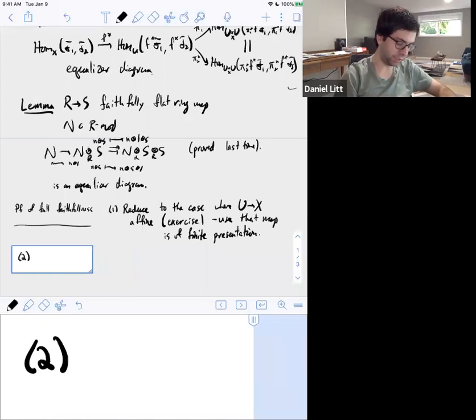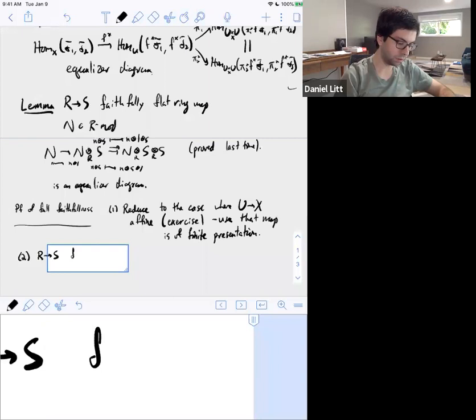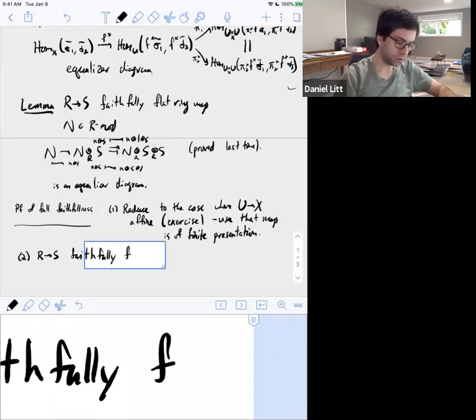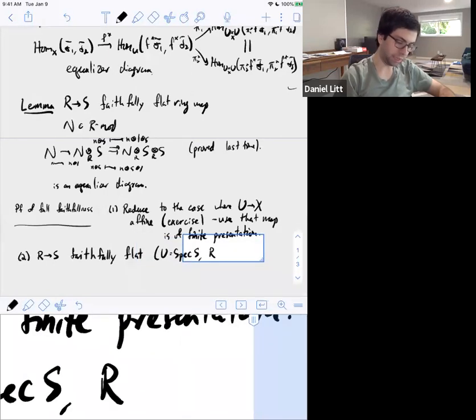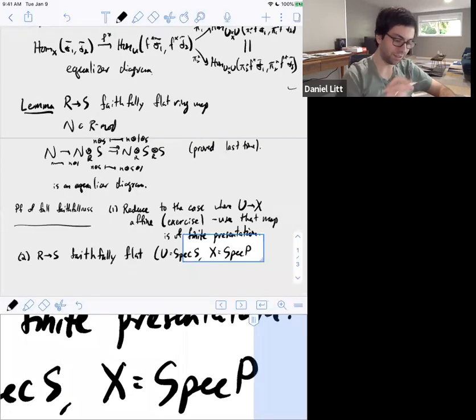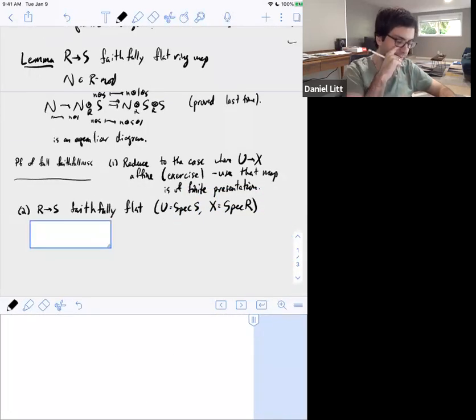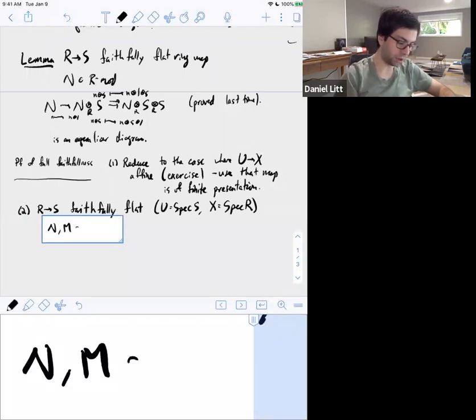So now we're in the affine case. So we now have R to S faithfully flat. You're supposed to think that U is Spec S and, sorry, the other way around, X is Spec R. And then we have N and M are R modules.